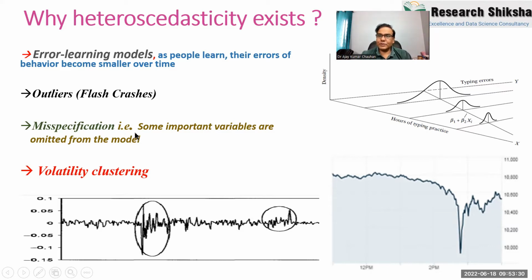So this is also a reason. And the last reason, which is the most important reason in the time series, is clustering, volatility clustering. What is the meaning of volatility clustering? You can remember your behavior. Sometimes if you are very happy, the next day, the chances are very high that you are happy again. So happiness will carry forward.